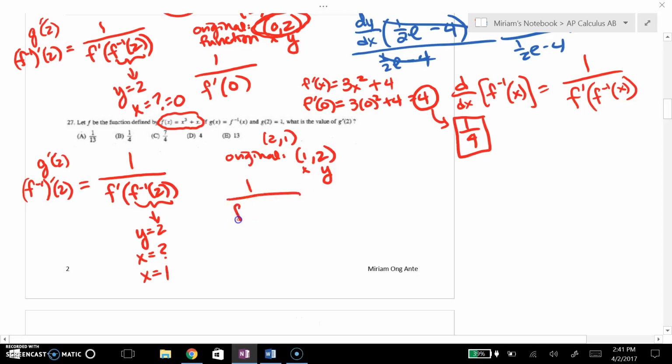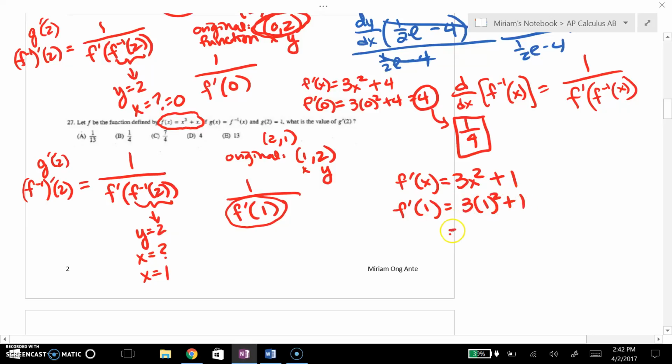So I have 1 over f prime of 1. And at this point, this is great because I can get f prime of x, which is 3x squared plus 1. I can plug in 1, which is 3 times 1 squared plus 1, which is 3 plus 1, which is 4. So I have 1 over 4.